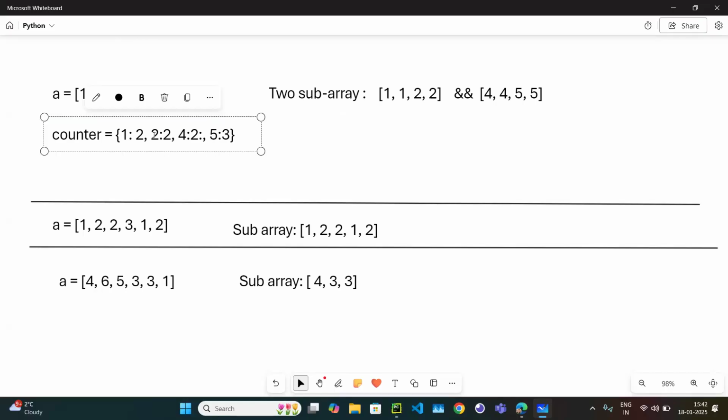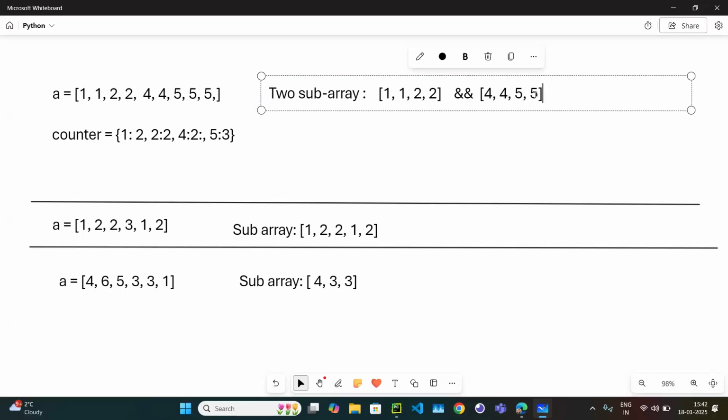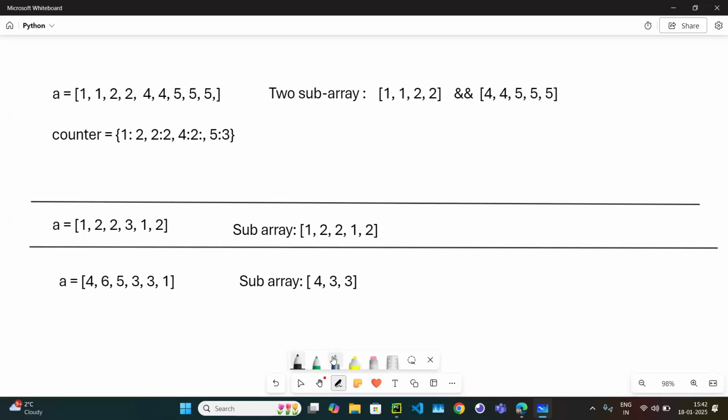Then I can check two. Do we have a three? No. Then I check four. Do we have five? Yes. How many fives do we have? Three. Three plus two, five. So here it is 5 as well. So the maximum length is 5. So the output will be 5.